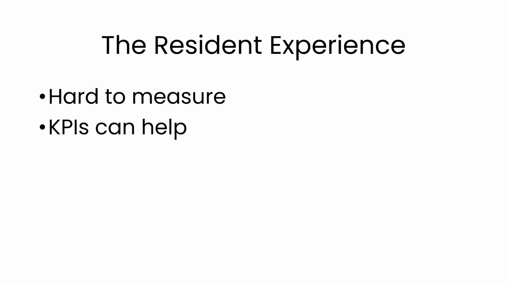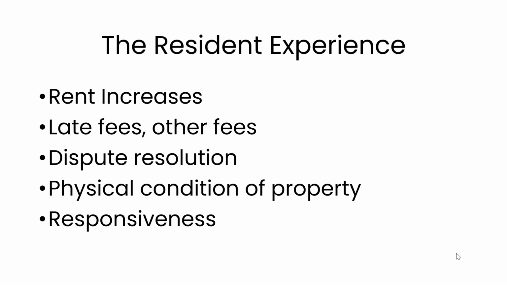So there are both soft and hard KPIs to look at, and these can be captured from conversations, from reviewing complaints, the work orders, and the feedback from surveys and reviews. What makes the risk higher or lower is how you and your community managers handle the conversation around things such as rent increases, late fees, and how disputes are resolved, and issues related to the physical condition of the property, and then just responsiveness to resident complaints.